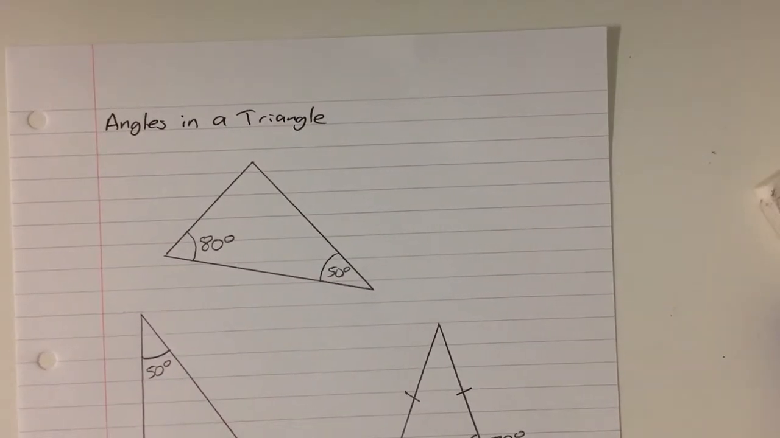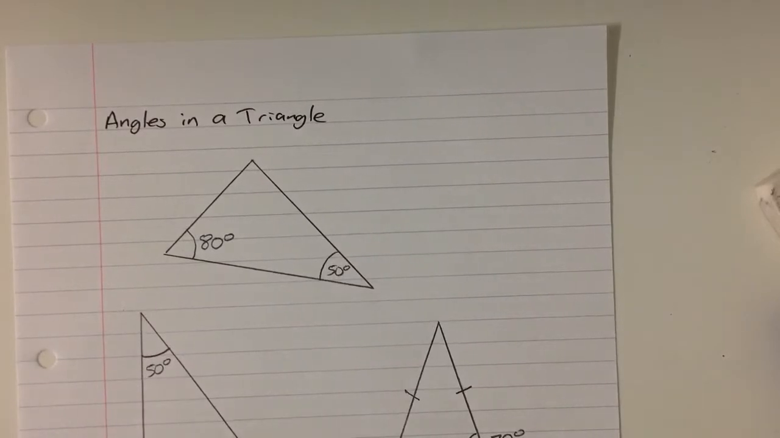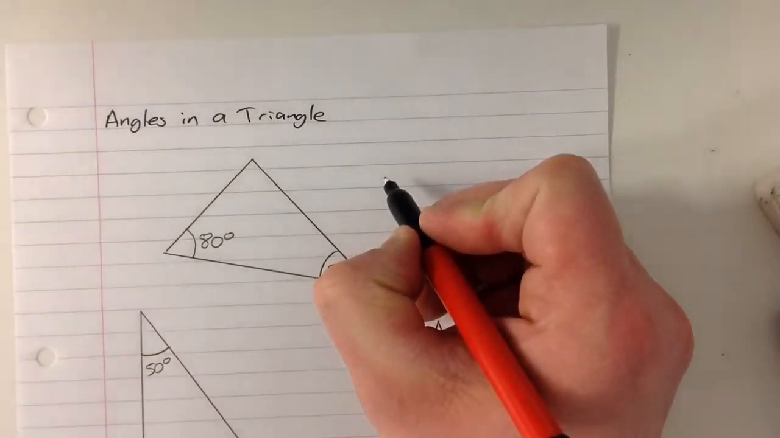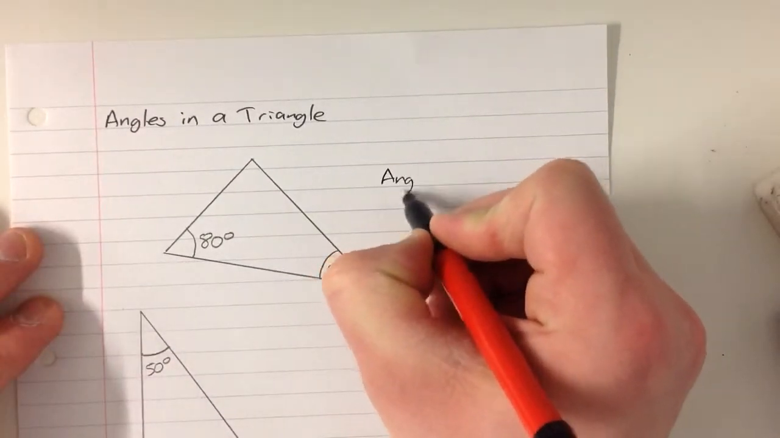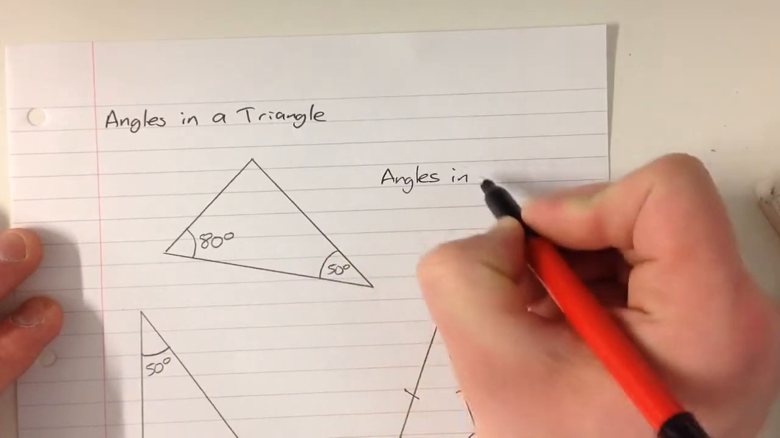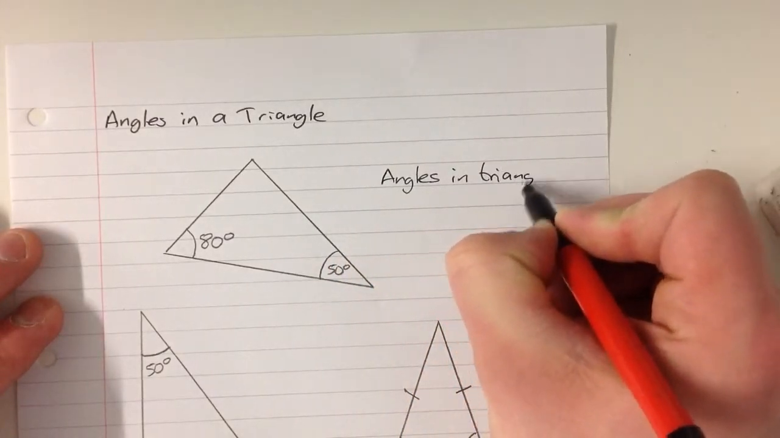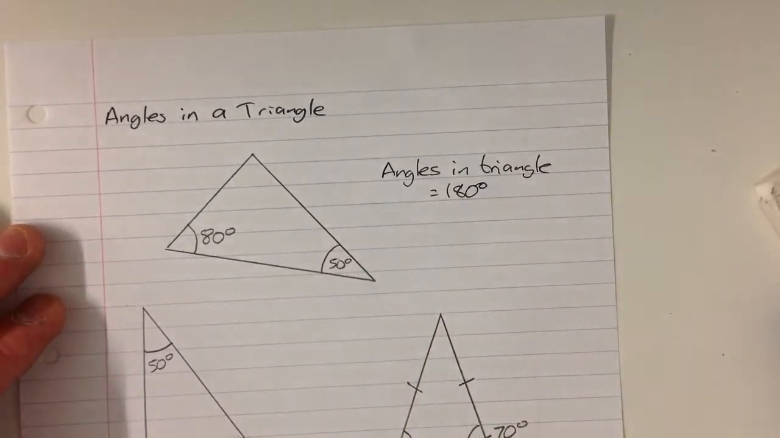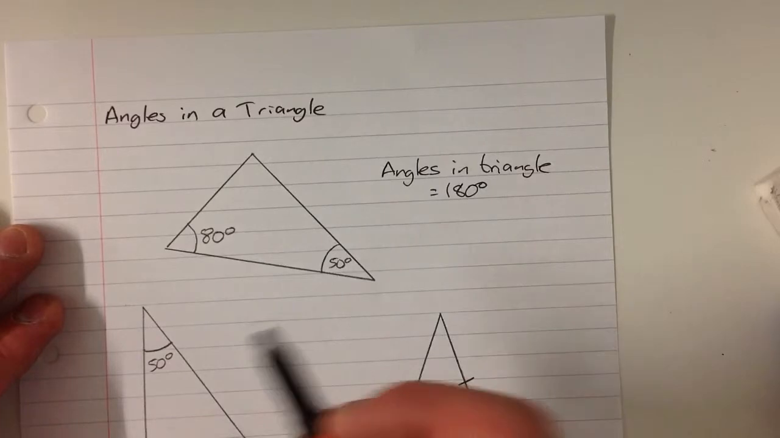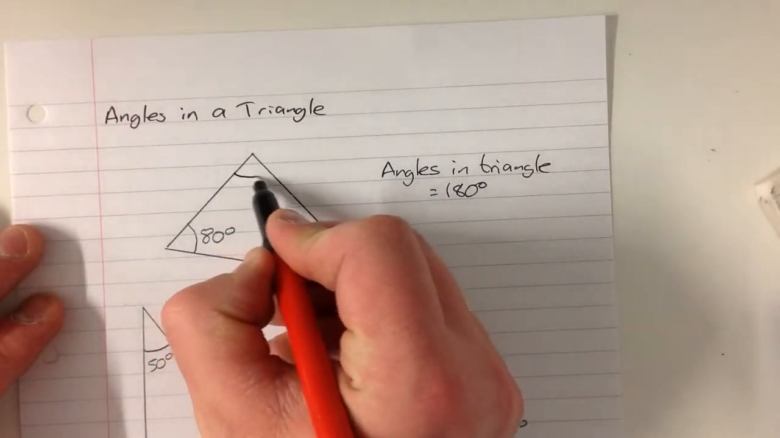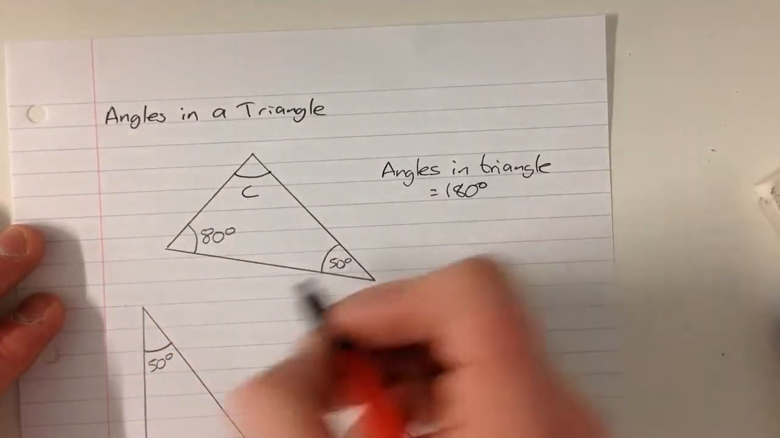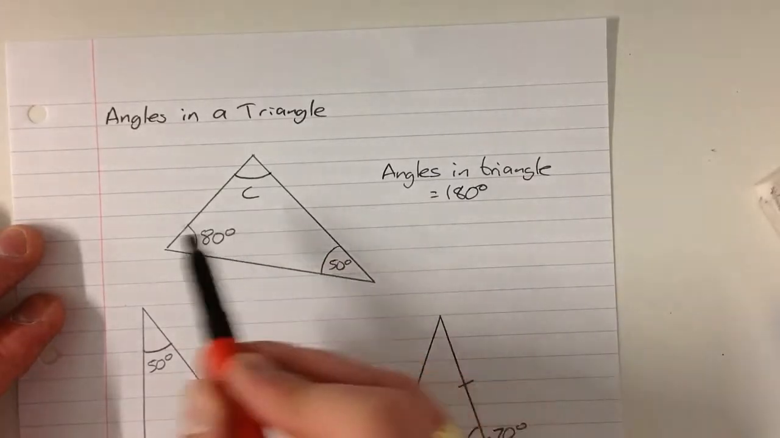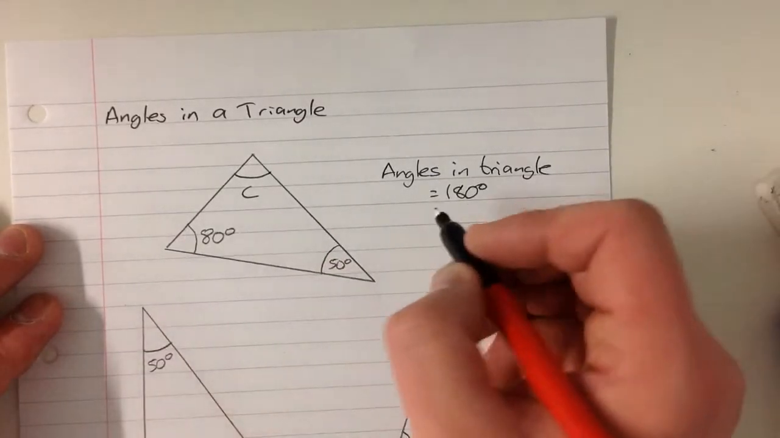Okay, and this is the final part of your video tutorial for today. Angles in a triangle. We already know that angles in a triangle equal 180 degrees. So if we need to find a missing angle in a triangle, we're going to use a similar method to what we've done before. So I'm going to call that angle C. And we're going to add together the angles that we already know, take them away from 180, and that'll give us our missing angle.